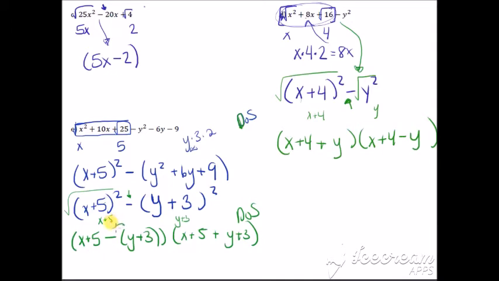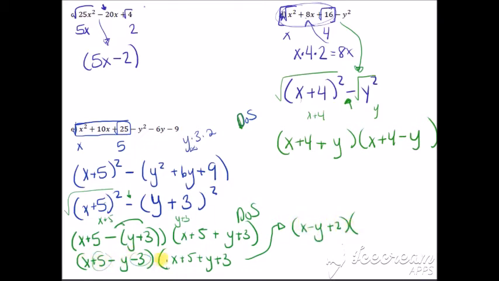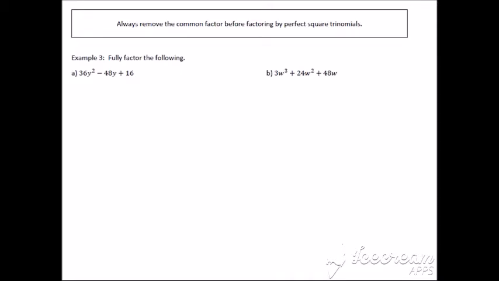Okay, if we were to simplify this, we would just expand this. We get x plus 5 minus y minus 3, and then x plus 5 plus y plus 3. That would leave us with x minus y plus 2, and then x plus y plus 8. Okay, and always remove the common factor before factoring by perfect square trinomials. You always want to remove the common factor first in anything that you're doing with factoring.